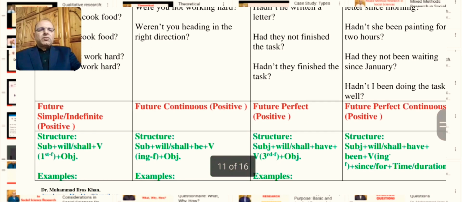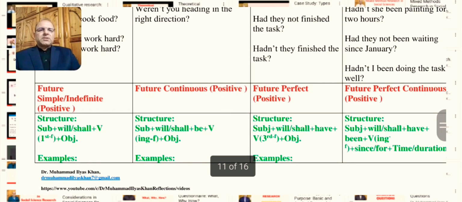Now we are moving towards the last part of the presentation, and that is the structure and examples of the future simple or indefinite, of the future tense actually. So the future simple tense, the future continuous tense, the future perfect tense, and the future perfect continuous tense. So the first examples are of structures of the positive or affirmative sentences. So you can see the structures here.